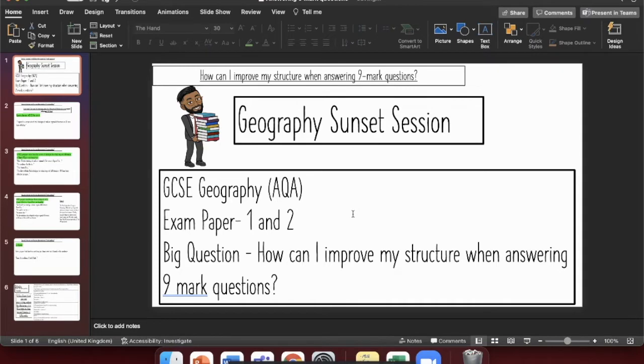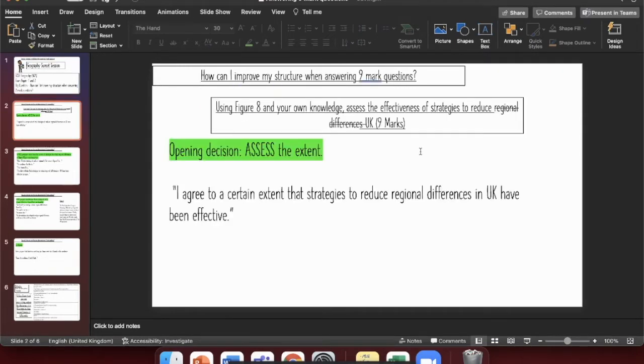Improving our structure when answering 9-mark questions in both paper 1 and paper 2. So this is the question I've got to answer. Using figure 8 and your own knowledge, assess the effectiveness of strategies to reduce regional differences in the UK.